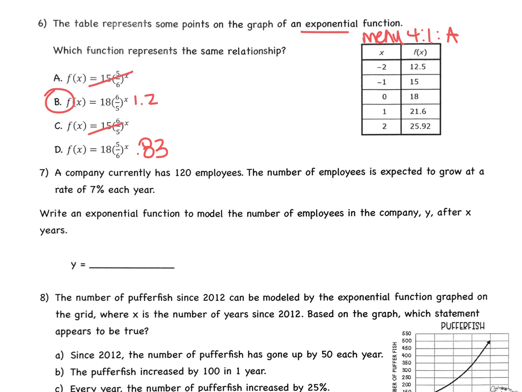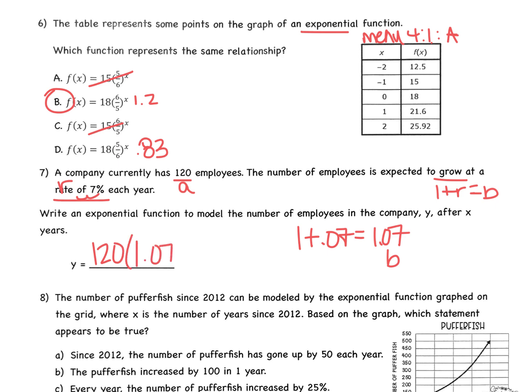Company currently has 120 employees. That's going to be our A. The number of employees is expected to grow. So we're going to have 1 plus something gives us our B. And it's going to grow at a rate of 7%. So when we plug this in, 1 plus, make it a decimal, 0.07 equals 1.07. So that's going to be our B. So A times B to the power of X.